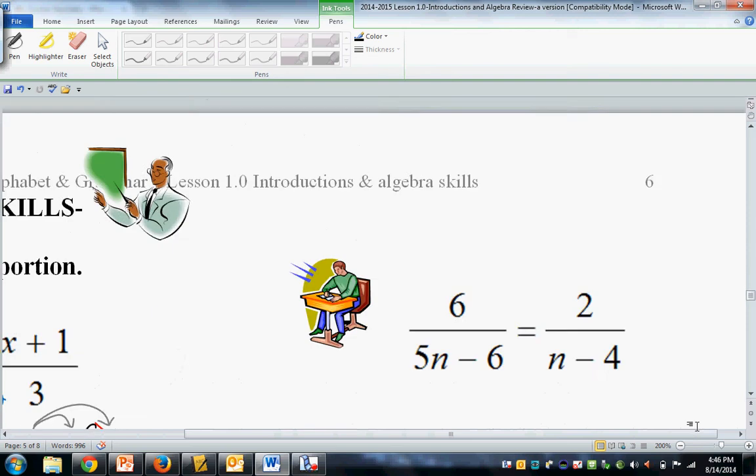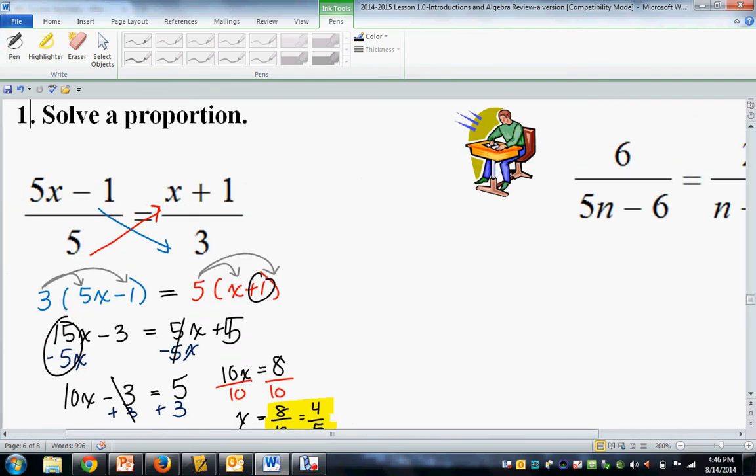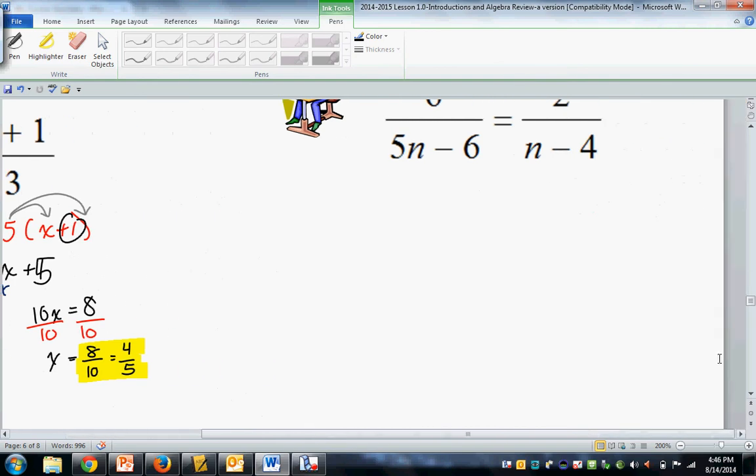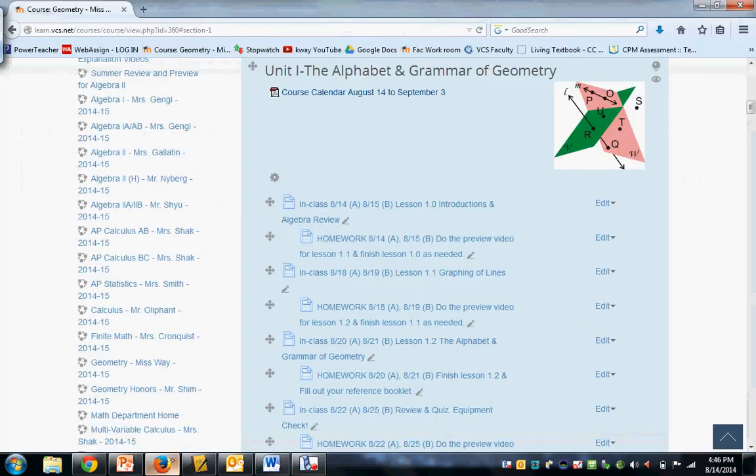Let's try this one. I want you to try the one on your right on your own. I'm going to give you 1 minute, and then I will happily go over it with you. So take 1 minute, solve for n. Go.